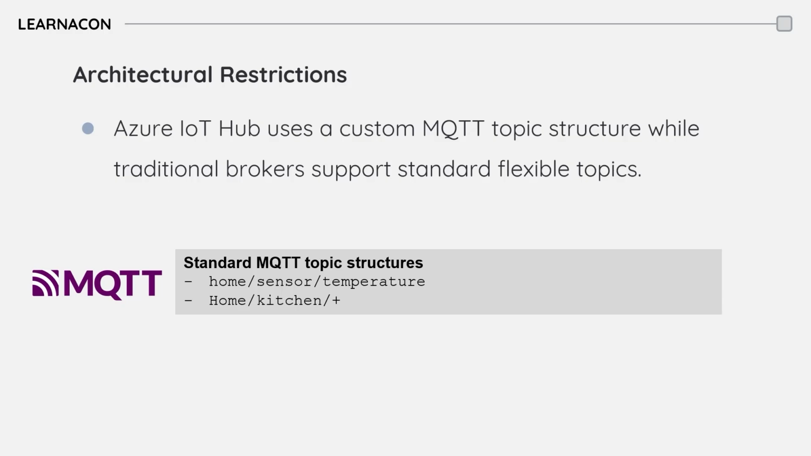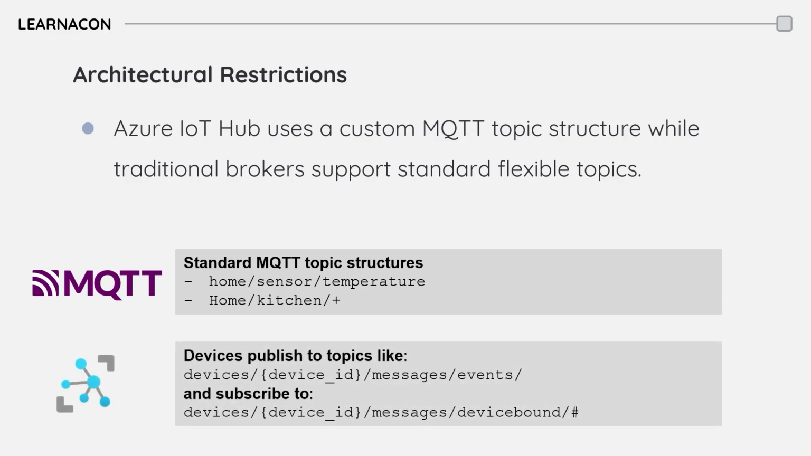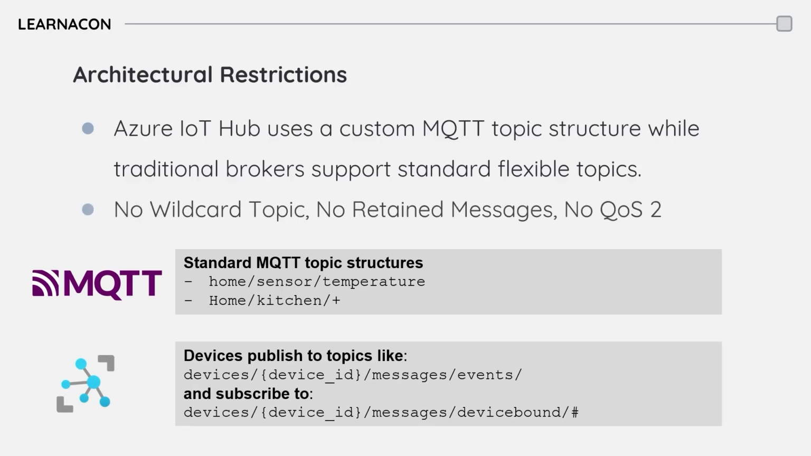In contrast, Azure IoT Hub is a cloud-native service built specifically for IoT scenarios. It uses MQTT under the hood, but restricts topic formats to enforce device identity and management. These restrictions mean you cannot use wildcard topics or retain messages, and quality of service level 2 isn't supported. These limitations are intentional. They help Azure IoT Hub to maintain scalability, security, and a tight integration with the broader Azure ecosystem.